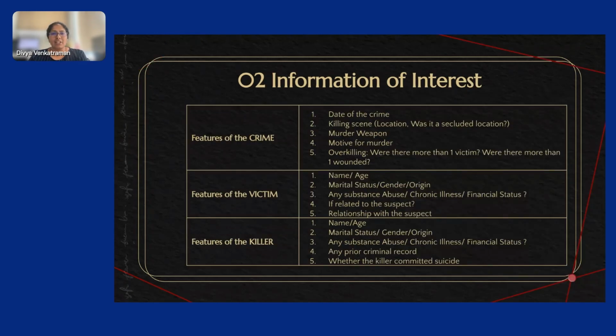We'll talk more about it. So, diving a little deeper into what the information of interest was. The features of crime, the criminological features that Professor Dayan was interested in, were basically the date of crime, of course, murder weapon, motive of murder, etc. But also if there was any overkilling or if more than one person was wounded as part of this incident. And features of the victim included demographic information about the victim, and also if they were related to the suspect, right? And if they were related, what was the relationship? And then for killers, specifically, of course, demographic information, but also additionally, if the killer was under the influence of drugs, or were they chronically ill, or was there financial trouble, right? And prior criminal record as well. And of course, did the killer commit suicide at the end of the incident as well.